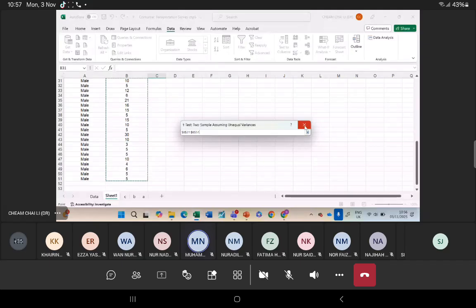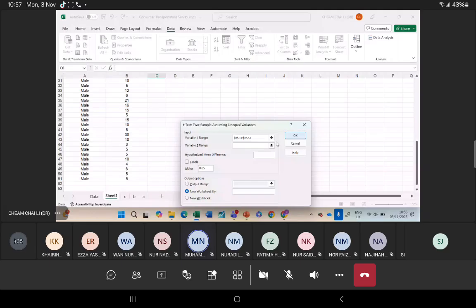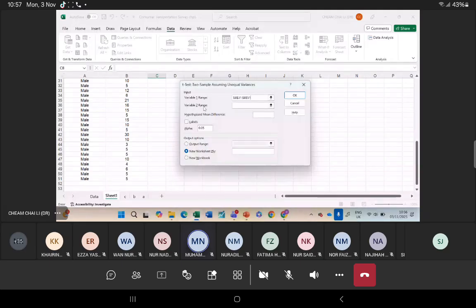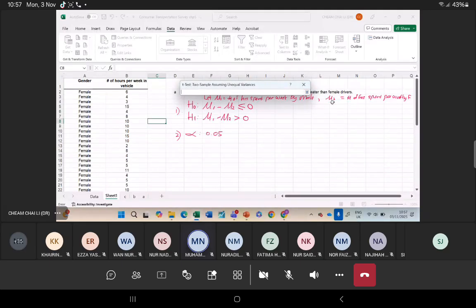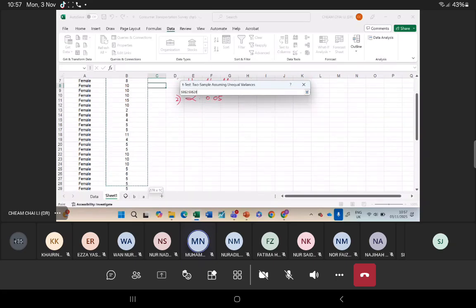And then next, kita nak variable 2 range. So variable 2 range tadi kita dah define mu2 is the number of hours spent in the vehicle per week by female. So kita kena ambil number of hours, right? For female. Why we want to do so? Because we want to calculate the mean.